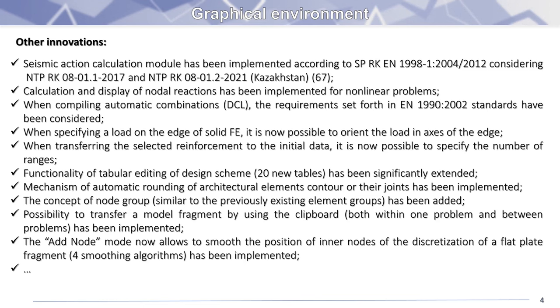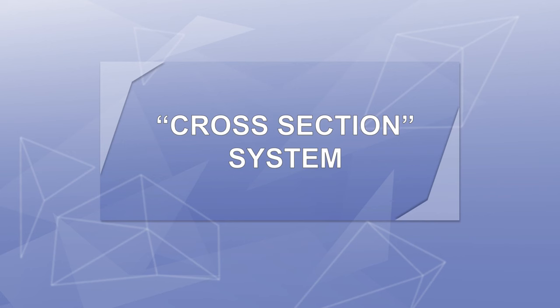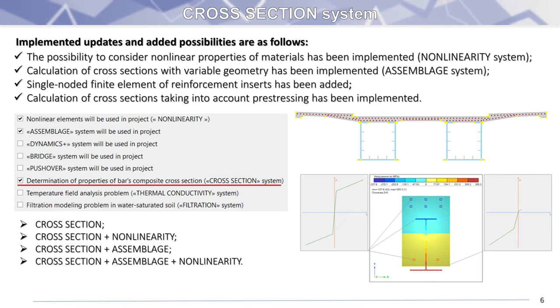The add node mode now allows to smooth the position of inner nodes of the discretization of a flat plate fragment. Four smoothing algorithms have been implemented. Cross-section system has been improved significantly. Implemented updates and added possibilities are as follows.